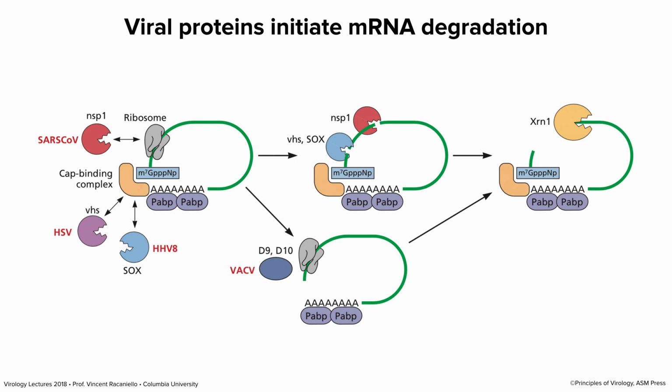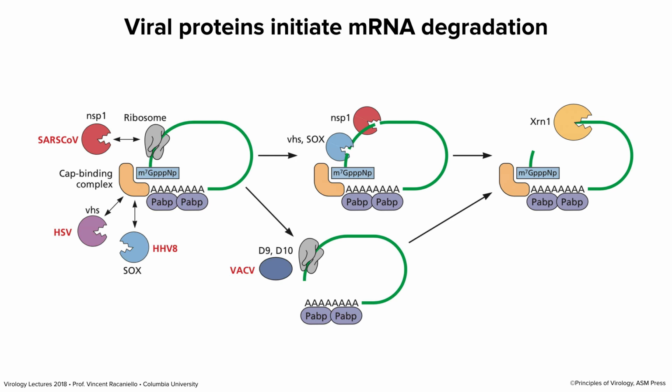SARS coronavirus encodes a protein called NSP1, which seems to recognize the ribosome and then starts to chew up mRNA. You can see that red protein there chopping it up. And then once an mRNA is broken, that's a signal for XRN1 to come in and destroy it. So the viral proteins are kind of seeding the destruction of the cellular mRNAs by the cellular exonuclease XRN1. So that's one example, the SARS coronavirus protein.